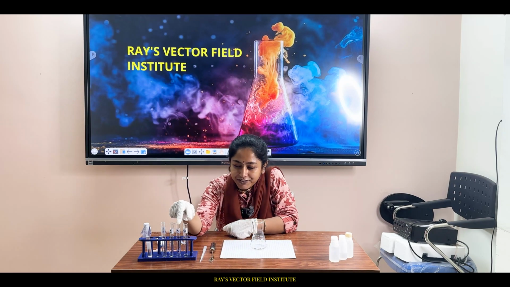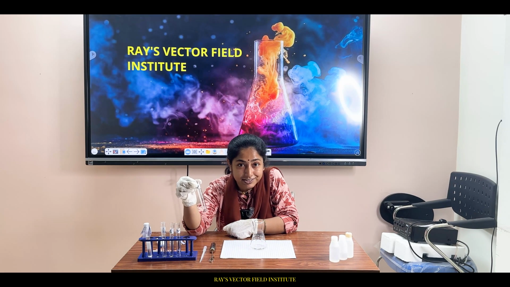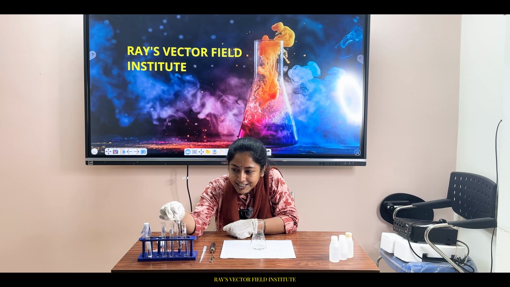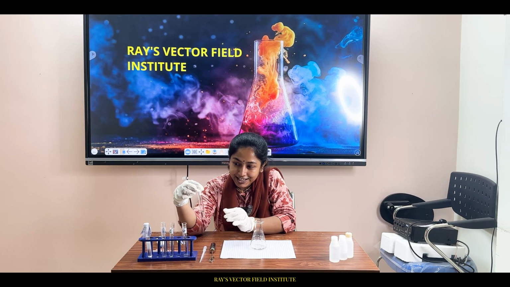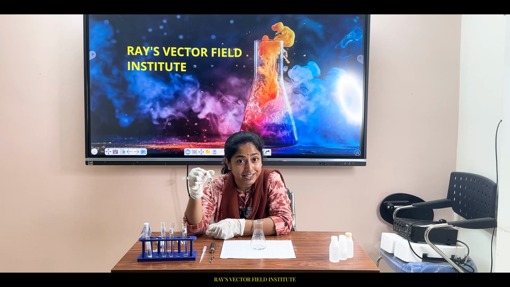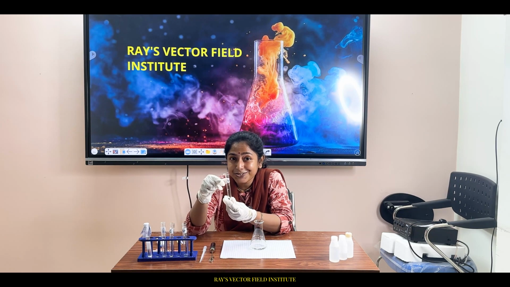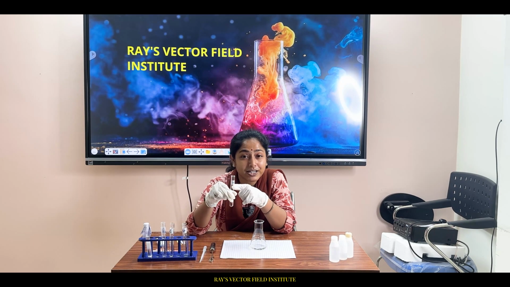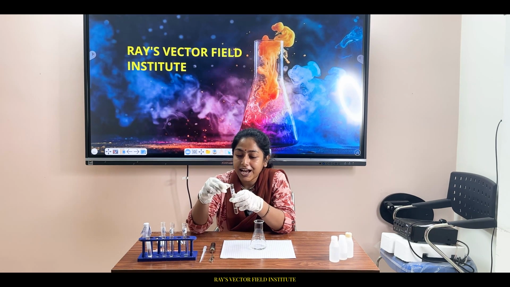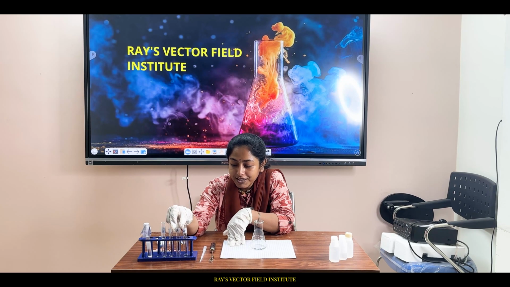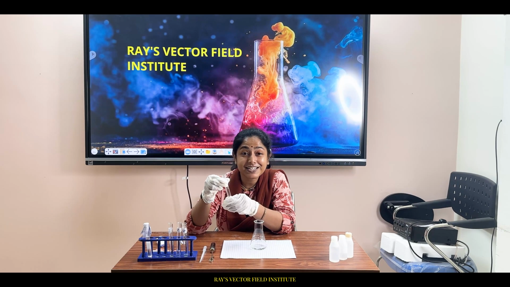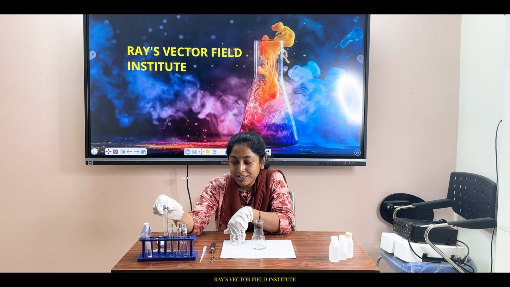In one test tube I have taken distilled water. Then there is an unknown sample which I have written as Y. It is your duty to find out, after this experiment, what X is and what Y is. Another chemical that I will be showing you is a magic potion, a magic liquid, which is very much used in acid base reactions.